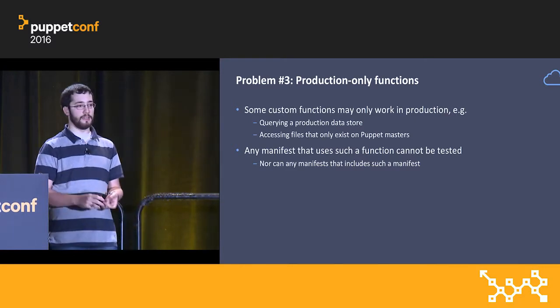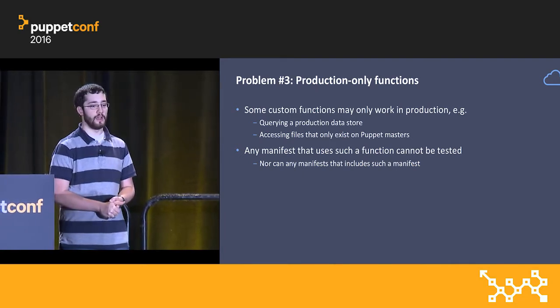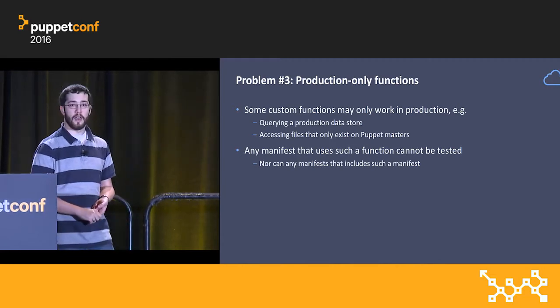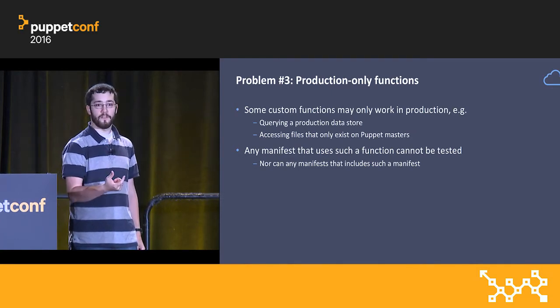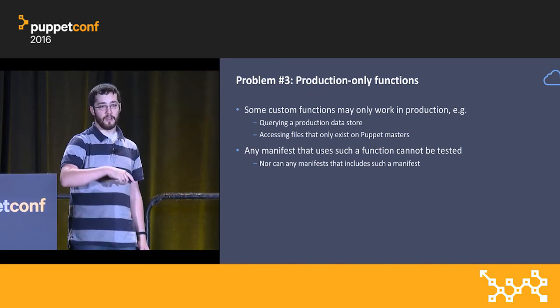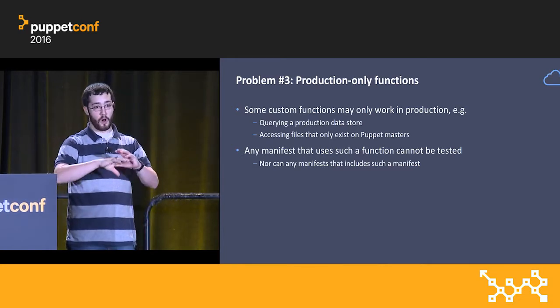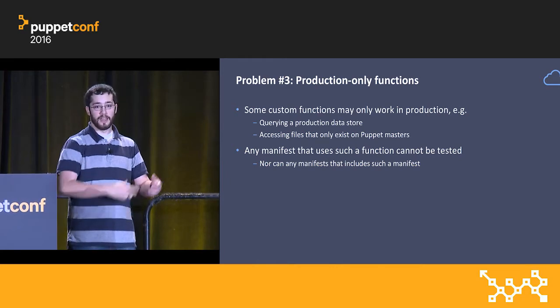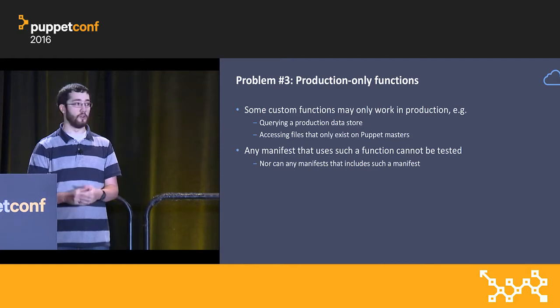And the reason for that is, A, we want to make sure that we can test these files. Again, we didn't want any file using one of these functions to be untestable. Furthermore, remember again that we're in this spaghetti monolith. So if I have a manifest that uses a production-only function, I can't test that manifest. Furthermore, if I have other manifests that import that manifest, the function's going to run when compiling Puppet for any of those, so all those manifests are also untestable, and so on and so forth. So this made it so that a large swath of our repository couldn't be tested.